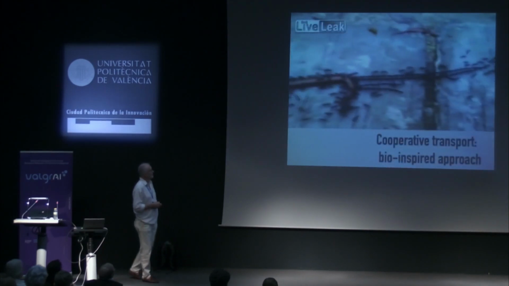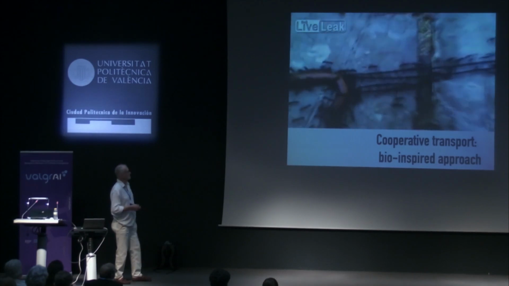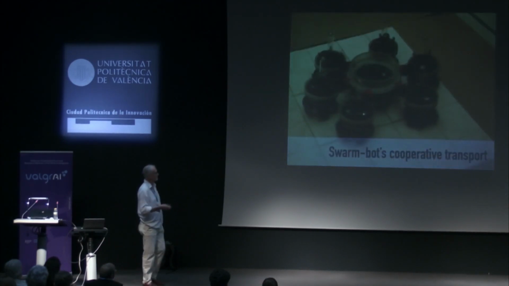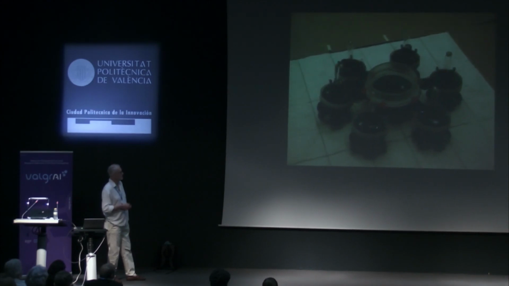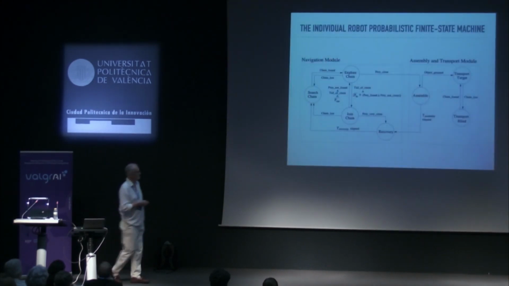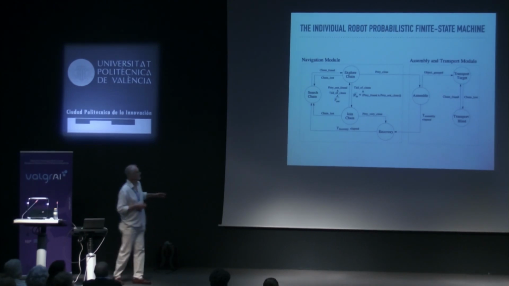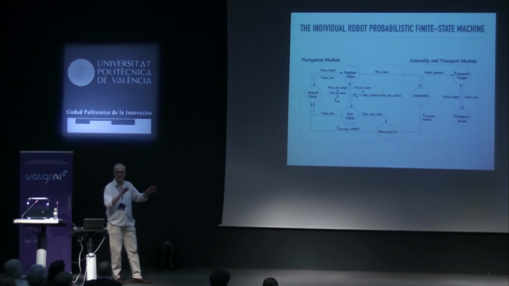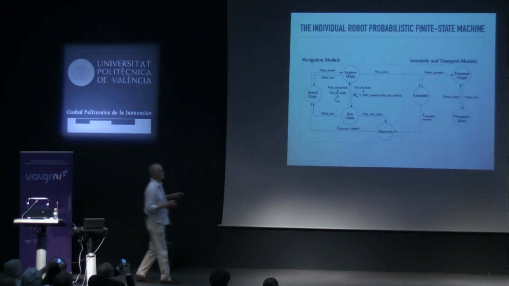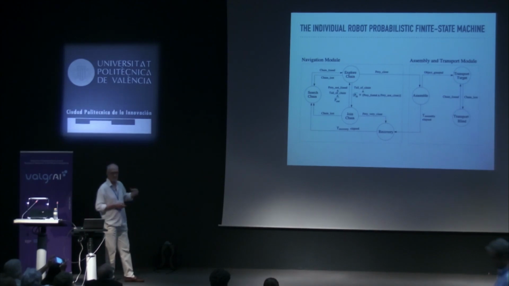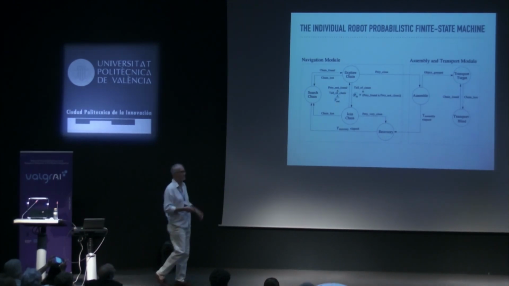Okay, then we also needed the cooperative transport. Here we took inspiration from another biological behavior, but it's much simpler, so I don't go into the details. Once we have these 4 behaviors, we put them together in a probabilistic finite state machine, and then, as I said before, we run experiments and we observe what happens, and if necessary, we do recycles.